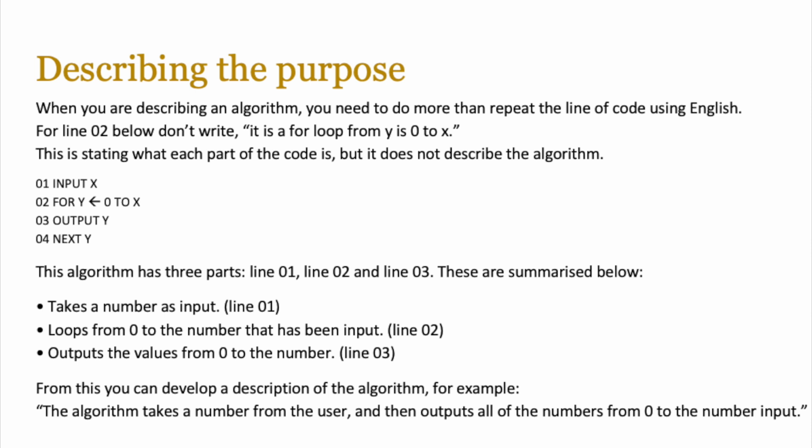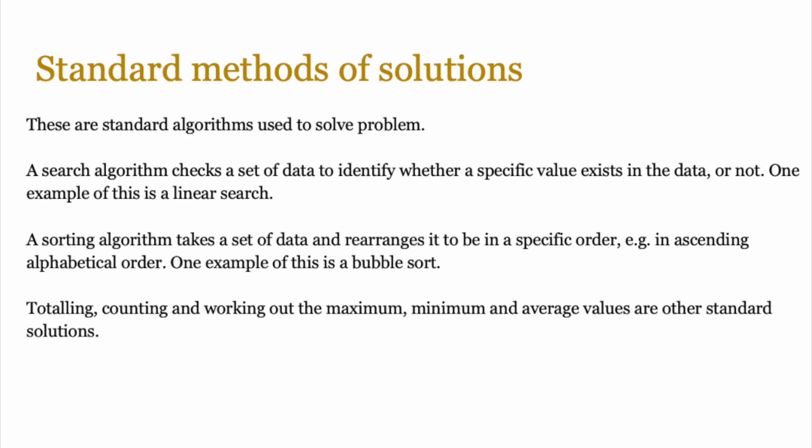For example, the loop runs from 0 to x. So if the input was 5, it would run from 0 to 5. So the output would be 0, 1, 2, 3, 4, 5. Now, from this, you can develop a description of the algorithm: the algorithm takes a number from the user and then outputs all the numbers from 0 to whatever number the user inputs. And this question normally comes after a trace table question in the exam anyway. So you will have to do a trace table exercise, and then you'll be asked to define the purpose of that algorithm.